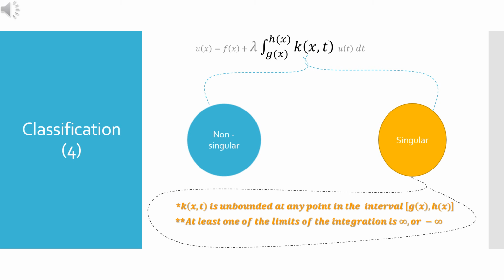Classification number 4. In classification number 4, we look at the integration from g(x) to h(x), and we look at k(x,t). First, if we find k(x,t) is unbounded at any point in the closed interval g(x), h(x), then we call it a singular integral equation.